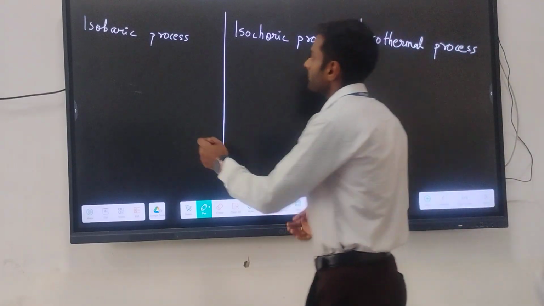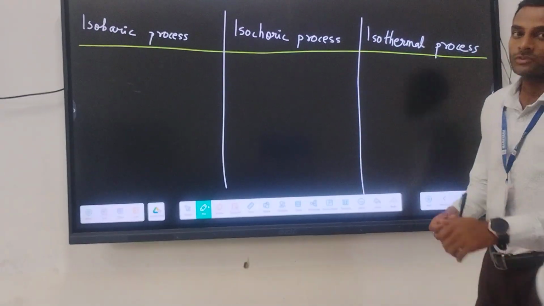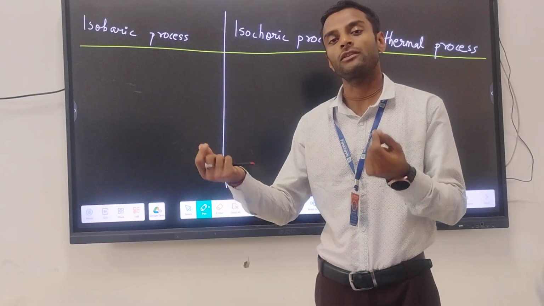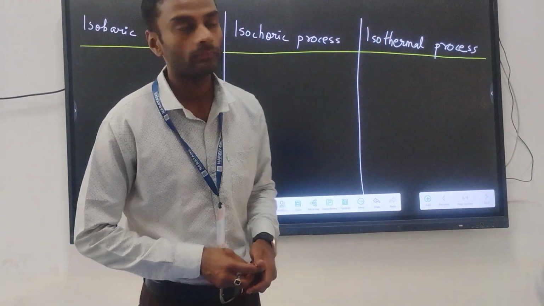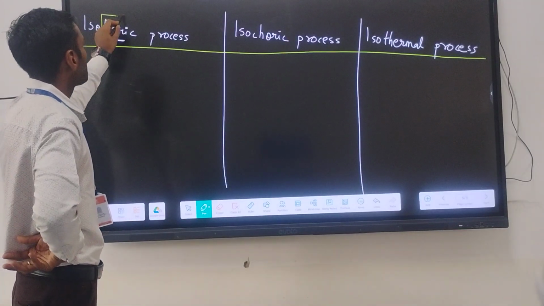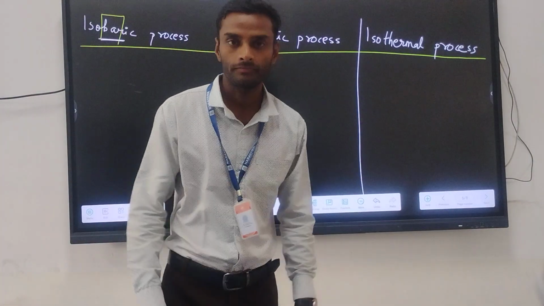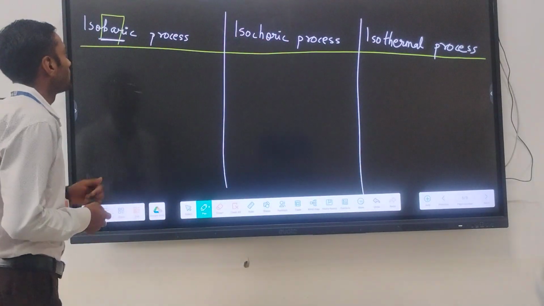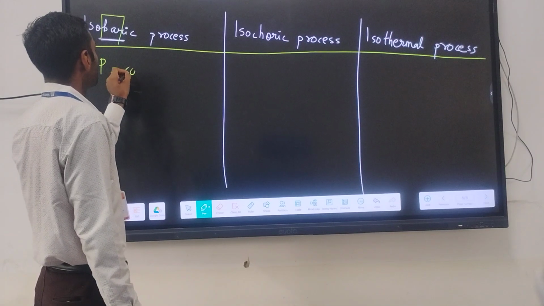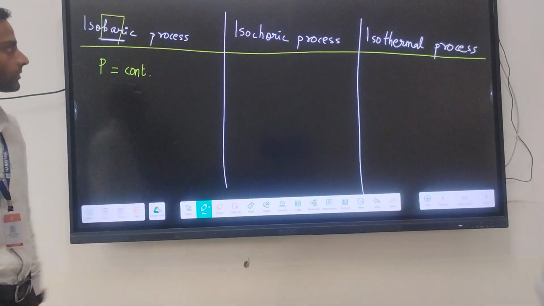So there are many processes through which we can change the state of a system. For example, isobaric. Bar is a unit of pressure. So isobaric means pressure is constant in this process.